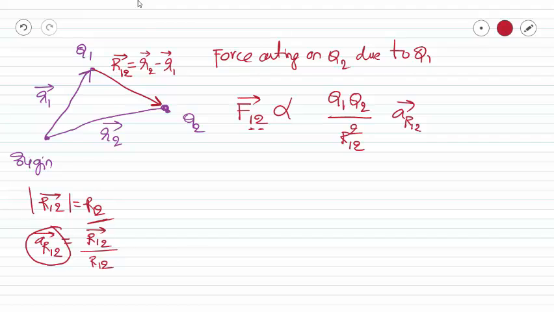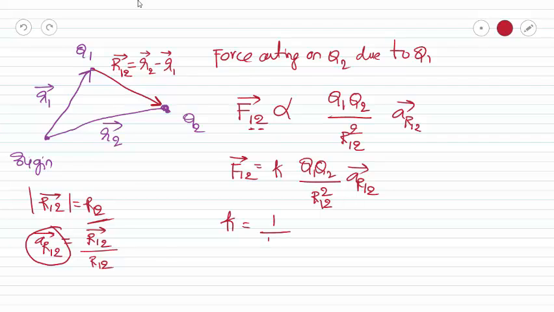So in order to write the equality symbol here, we have to keep some proportionality constant. So F12 bar is equal to k, which is the proportionality constant, Q1 Q2 by R12 square, a R12 bar. And this proportionality constant k in SI units is given by 1 by 4 pi epsilon.